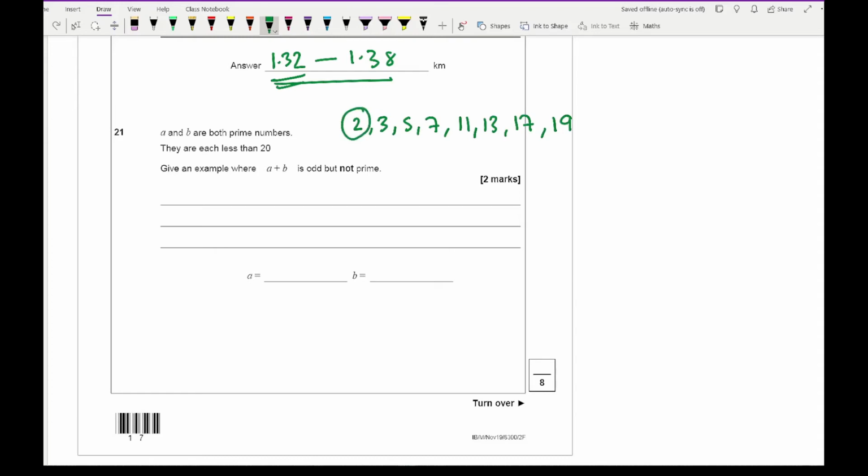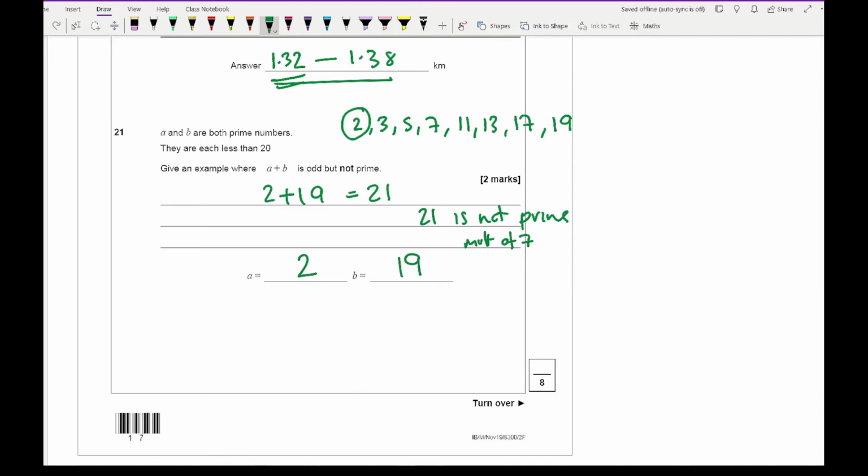So what I'm going to do is add 2 to these and show which one is not going to give me a prime number. Well, I can see straight away that if I did 2 plus 19, which gives me 21, and 21 is not prime as it's a multiple of 7, or has more than 2 factors. So here I can say that my 2 numbers are going to be 2 and 19.